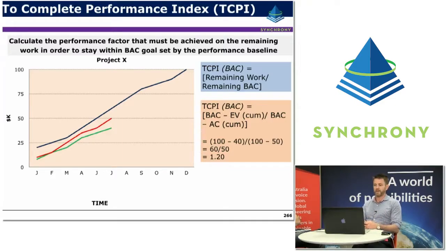So for this calculation, the remaining work is the overall budget of 100 less 40, which is the earned value that we've achieved so far, giving us 60,000 K remaining. And the remaining budget, or the budget less the actual cost to date, is 100 less 50, giving us 50, which gives us a TCPI of 1.2. So what this is telling us is we're going to need to perform at 1.2. So we're going to need to be highly efficient if we want to complete this project in alignment with the overall budget.